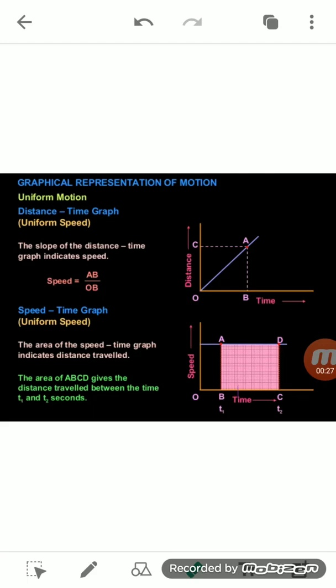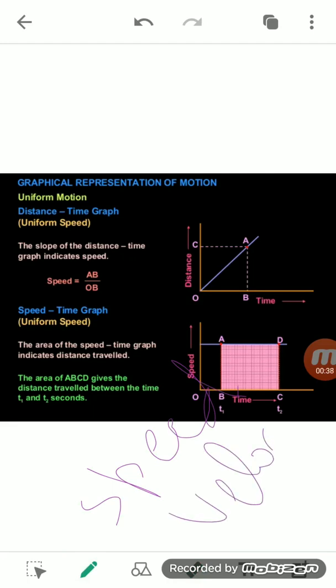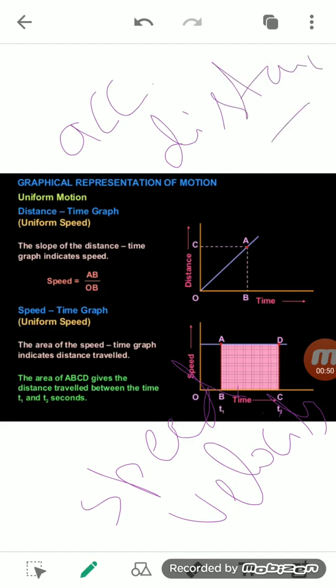Okay? So now we will discuss the various types of graphs which can be used to calculate speed or velocity, acceleration, as well as the distance traveled by a body. So these graphs help us to calculate the speed or the velocity, acceleration, as well as the distance traveled by a body.